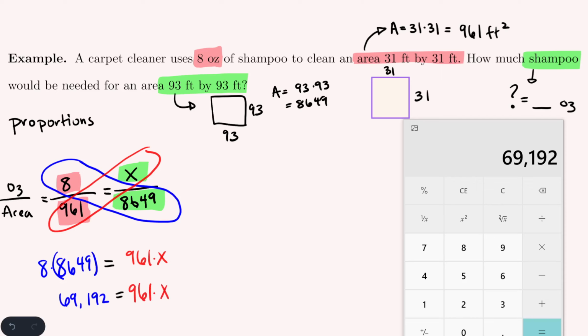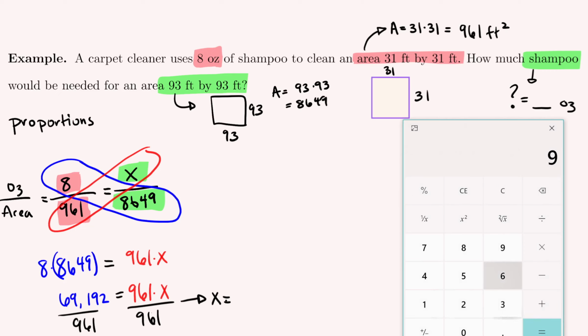We can get X by itself if we do the opposite of what's currently going on. Currently it's being multiplied by 961. So let's divide both sides by 961. That will give us that X, the amount in ounces, should be 72 ounces.